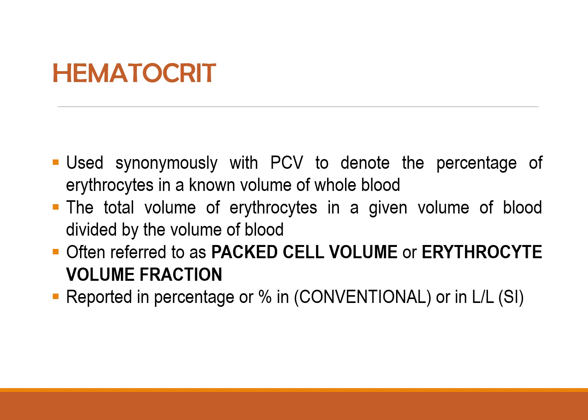When we report our results for hematocrit, we express them in percent, which is the conventional unit, or in liter per liter, which is the SI unit. For example, if a patient has a hematocrit result of 25%, that means that there are 25 milliliters of RBCs in 100 milliliters of blood.